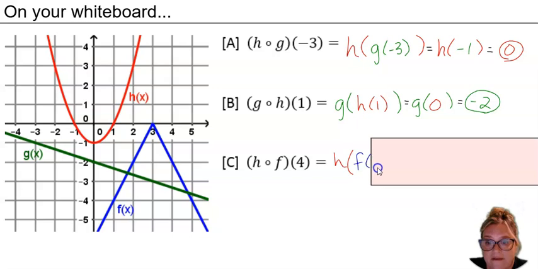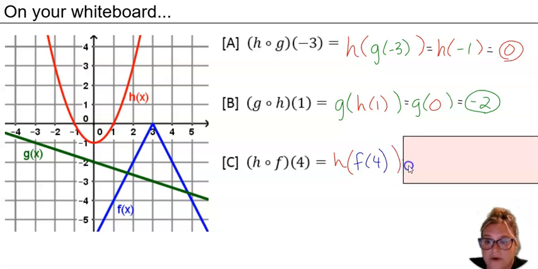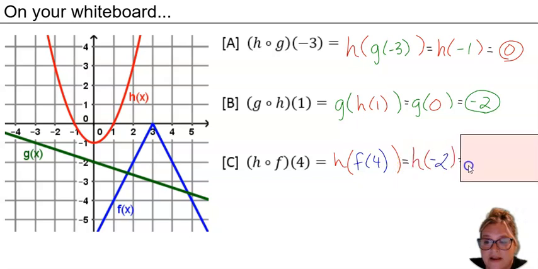H composed with f of 4. That's h of f of 4. So we're going to evaluate f of 4 by going to 4 on the x-axis, down to the function f. There's our point. Now we look for the y value at that point, which is -2. So we're now going to evaluate h of -2. So we go to -2 on the x-axis and then up to the h function, and the output there is 3.